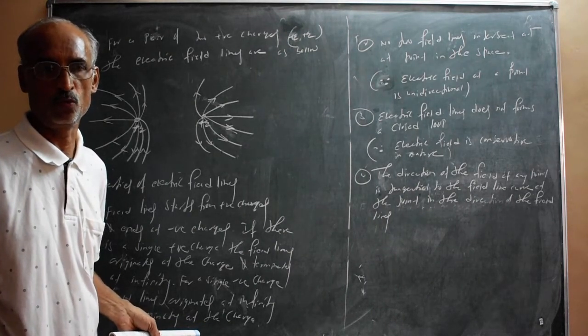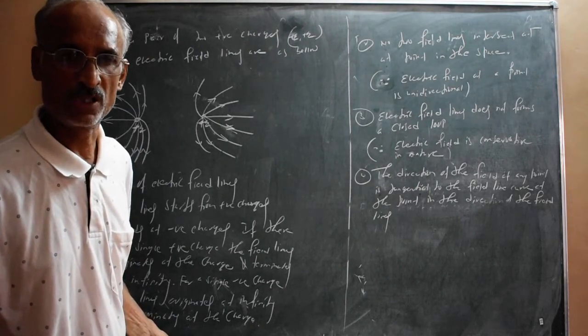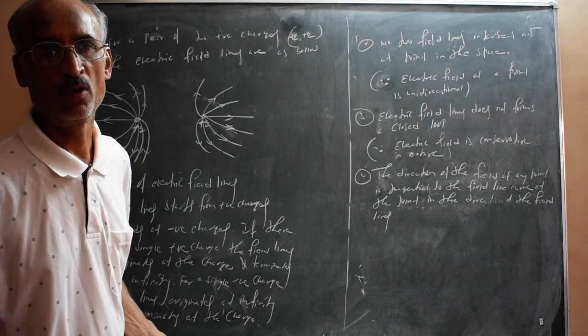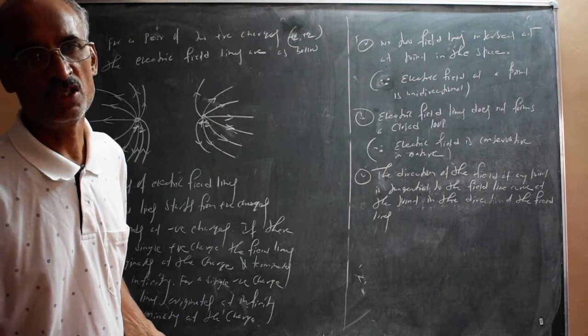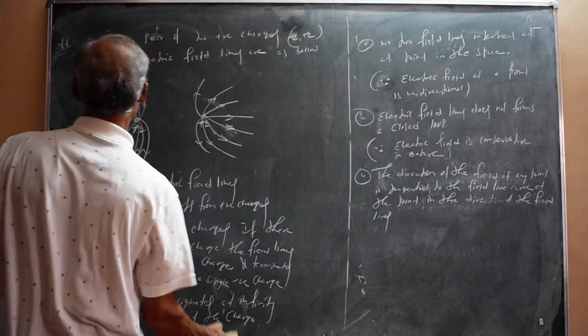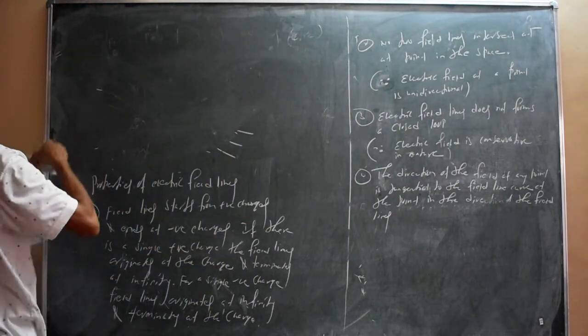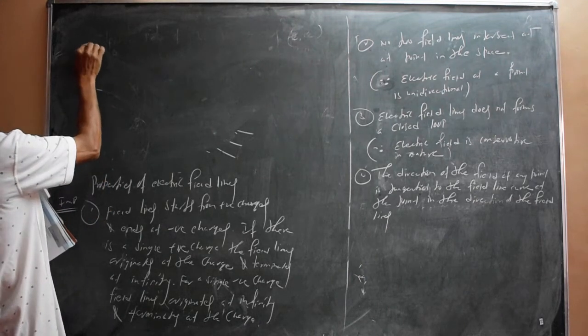In a dipole, there are two charges, one is plus q and another is minus q. Both have the same magnitude q, but one is a positive charge and the other is a negative charge. The separation between them is 2a. That is the definition. Define dipole, this is the definition.